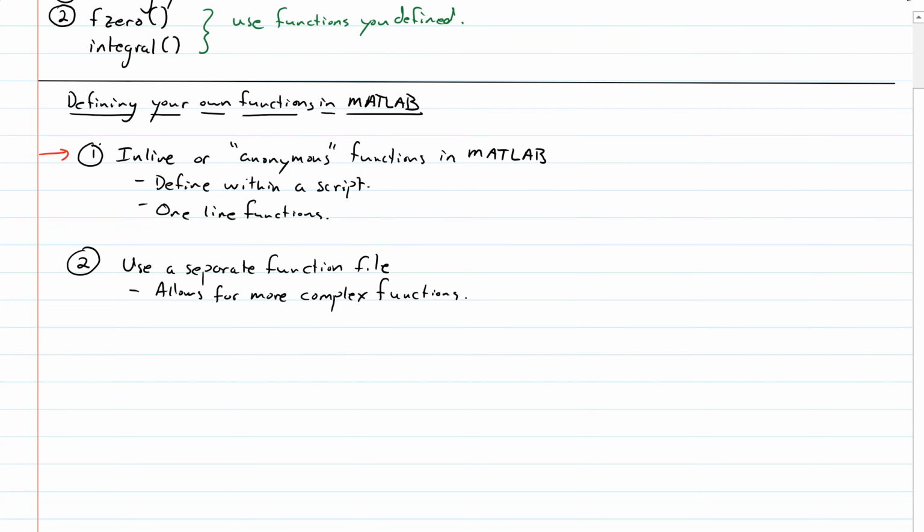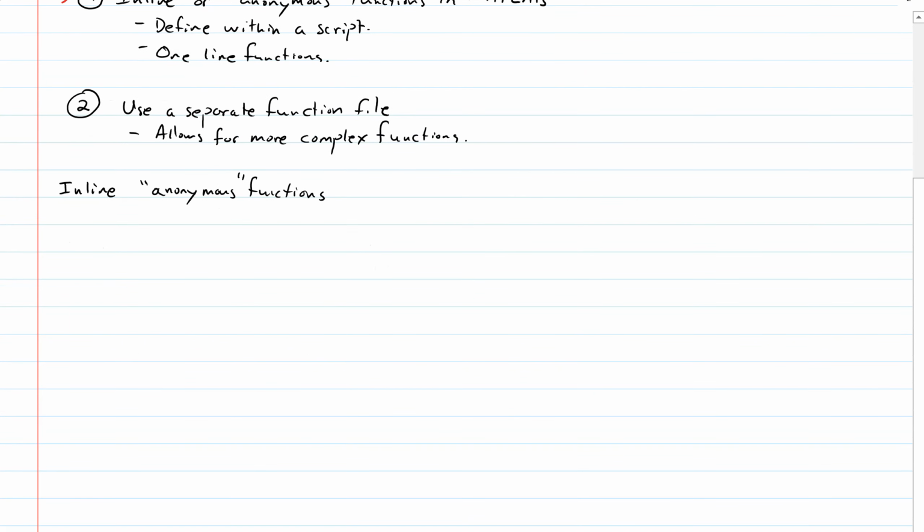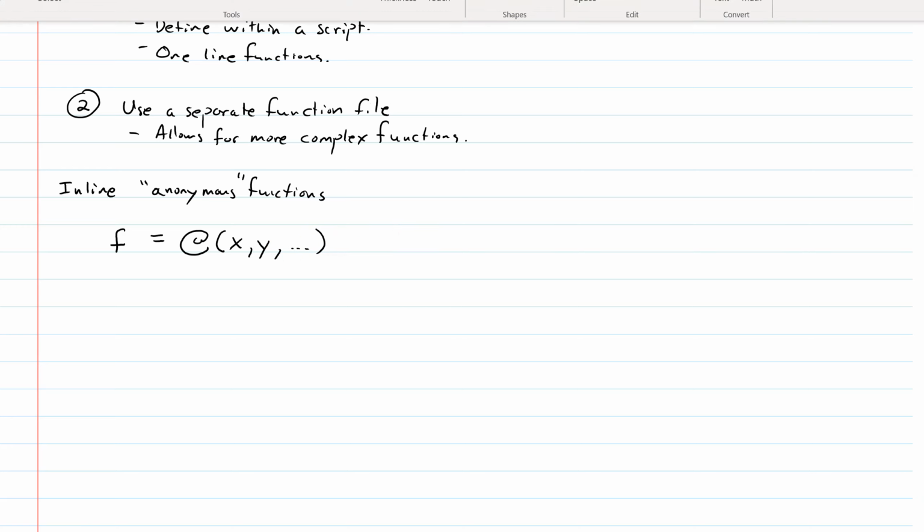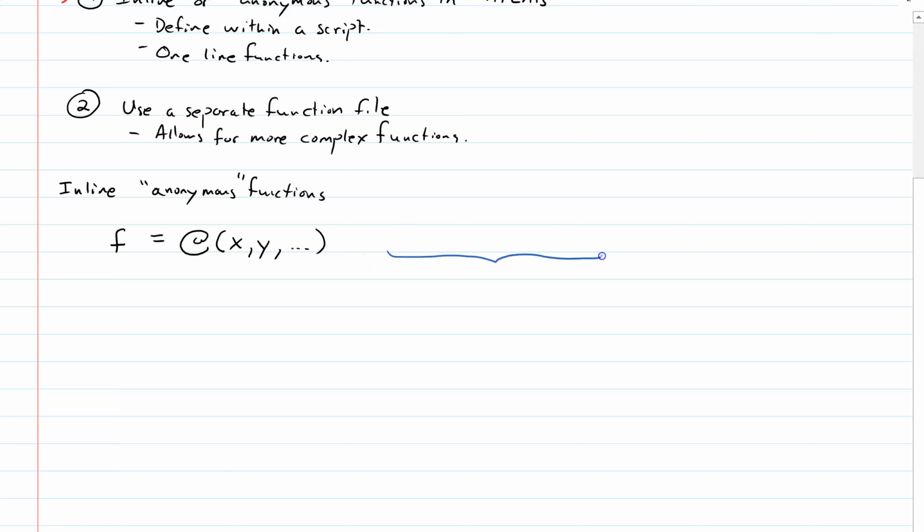So here's how it works. You add the line as follows in MATLAB. So I'm going to put here f equals at symbol and then (x, y). And then you could put other arguments here as well. And then what goes here is basically what you want the function to do. So put what the function does here.